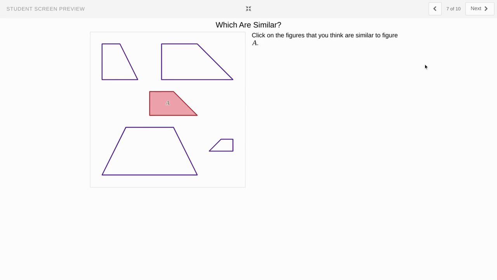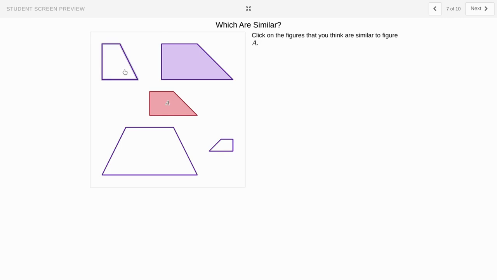Okay, here it says, which are similar? Click on the figures that you think are similar to figure A. So figure A, which ones? Oh, does this one look like it? Figure A has a flat side here. Does this have a flat side? No, so that is not. How about this one? This just looks like a bigger version. So I'd say that.